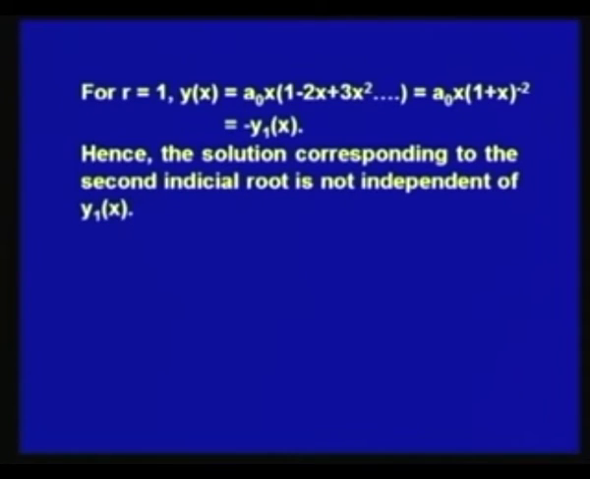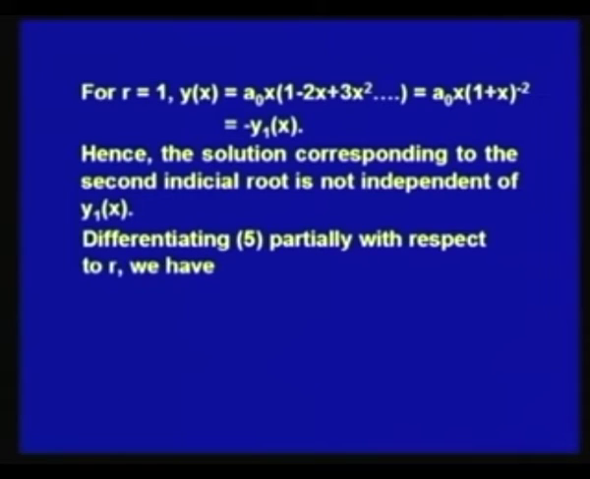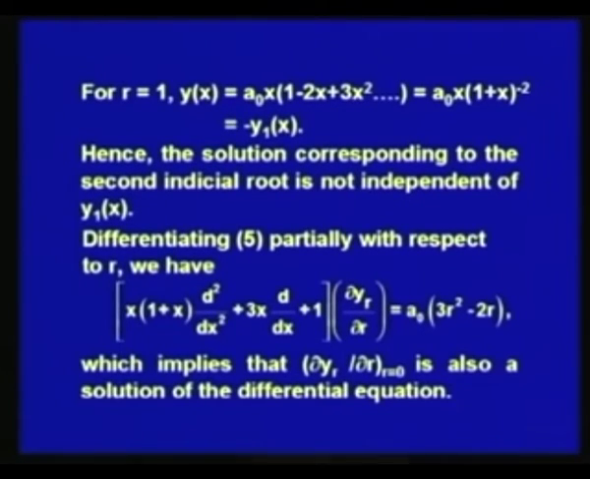Thus, to find the second linearly independent solution of the given differential equation, we will have to do something else. The solution corresponding to the second initial root is not independent of y_1(x) by putting r equal to 1 in y_r(x) straight away. So what we will do is differentiate equation 5 partially with respect to r, and we shall then have x into (1 plus x) into d square over dx square plus 3x into d over dx plus 1 operating on delta y_r over delta r equal to a naught into (3r square minus 2r).